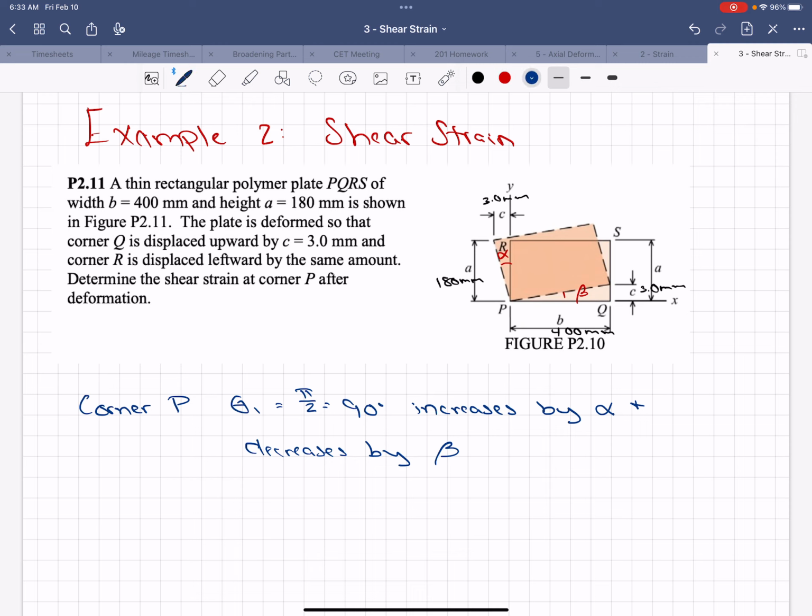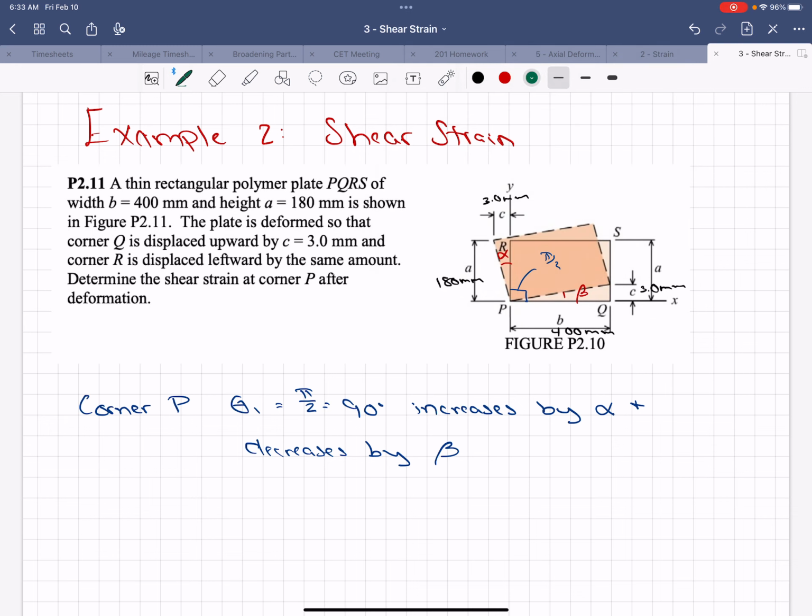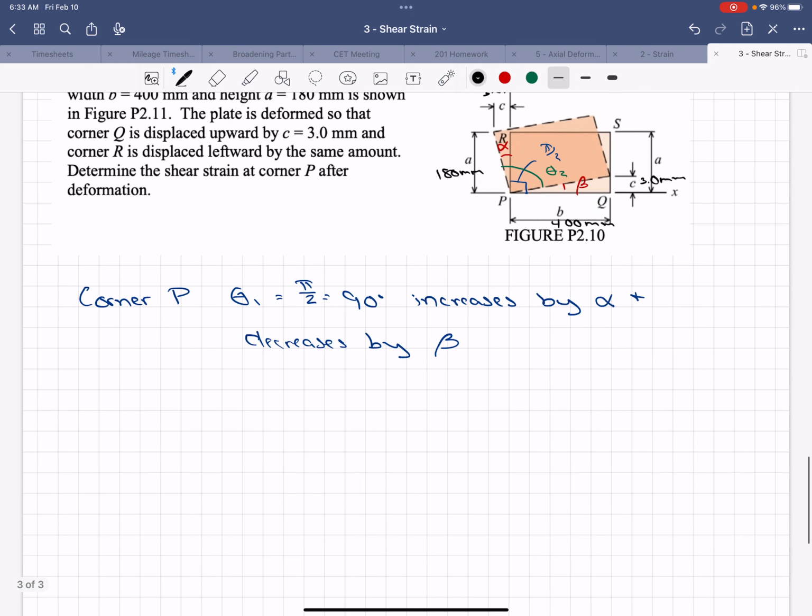So theta 1 is pi over 2, and theta 2 is going to be this value. So that's theta 2. So we need to find the difference between pi over 2 and theta 2. Okay, so we have this equation. Well, first let's find angle alpha.